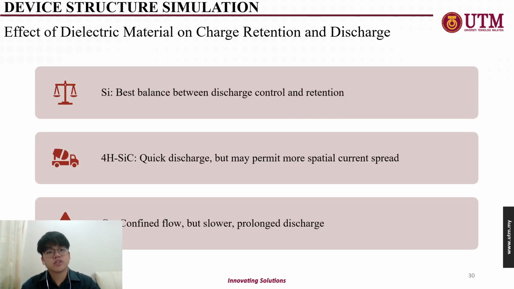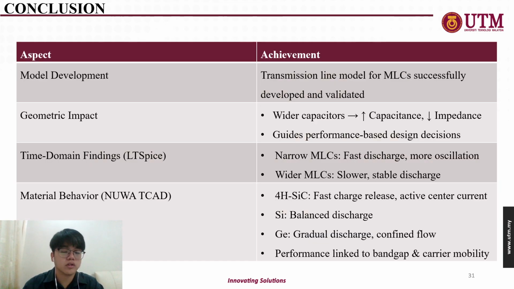So for device structure simulation, the conclusion is that silicon has the best balance between discharge control and retention. And 4H silicon carbide has a quick discharge but may permit more spatial current spread. And for germanium, it confines flow, but it will have slower or prolonged discharge. So in conclusion, for my final project, I did the model development, where the transmission line model for MLC was successfully developed and validated. In terms of geometry impact, wider capacitors have increased capacitance and decreased impedance. Then for time domain findings, narrow MLC has fast discharge and more oscillation, but wider MLC has slower and stable discharge.